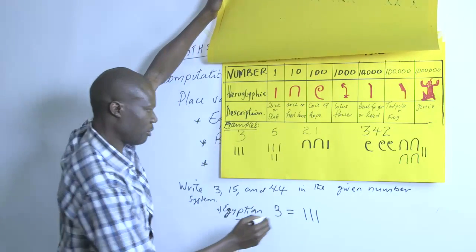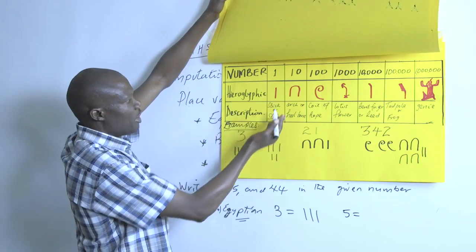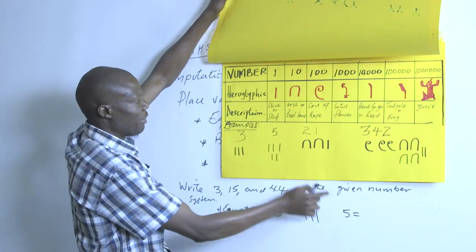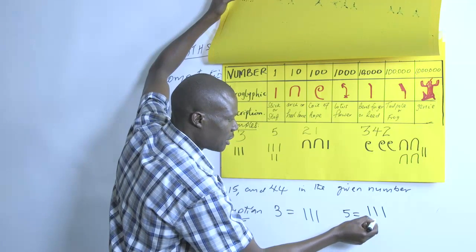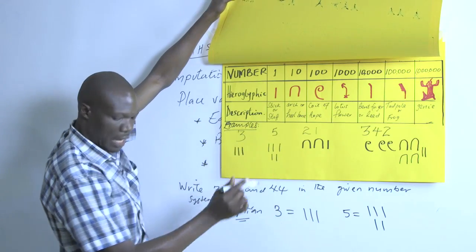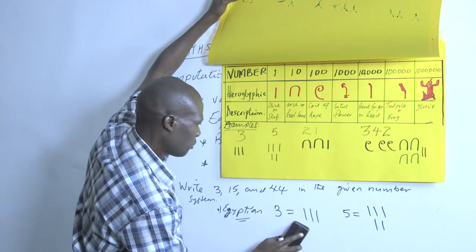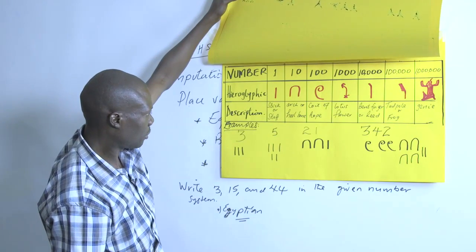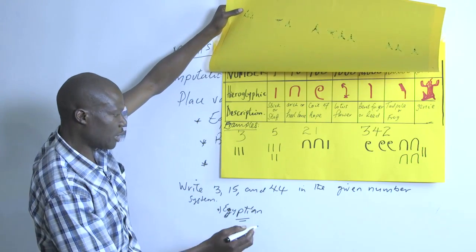If it was a 5, we don't have a symbol for 5 here, so we shall have to use groupings of sticks to show 5, and we shall require 5 sticks. So we group together 3 sticks, and then down here 2 sticks. A total of 5 sticks gives us the value of 5. The other one was 44. Sorry, we tackled 3, so for 15, that was for 5.